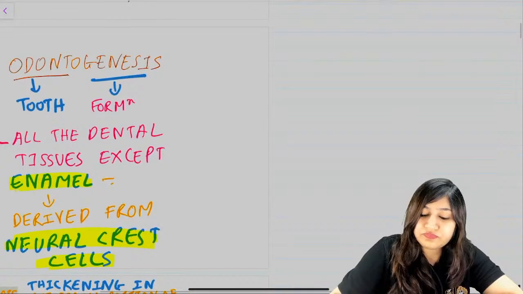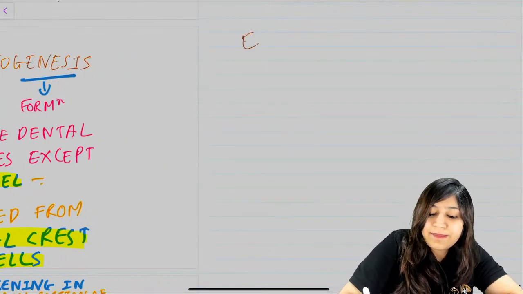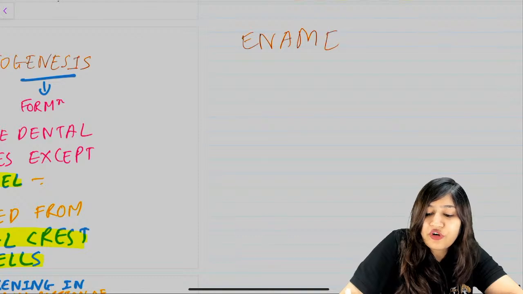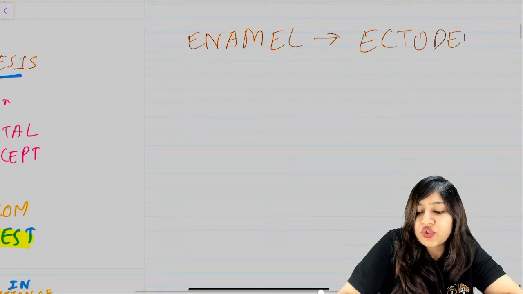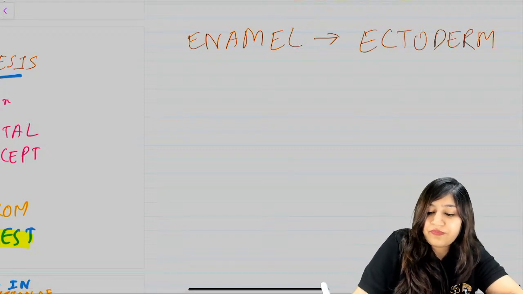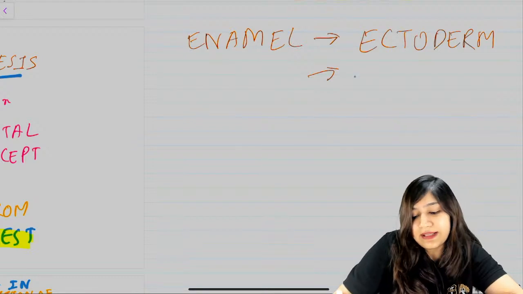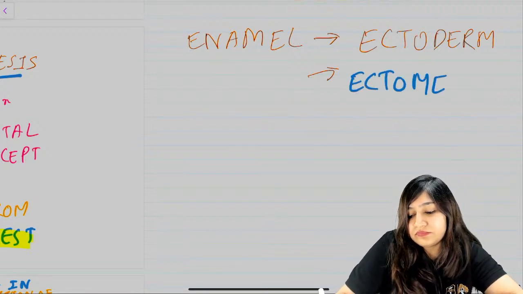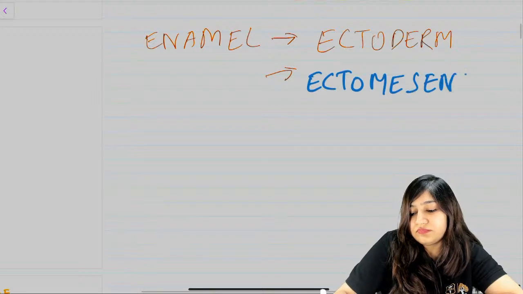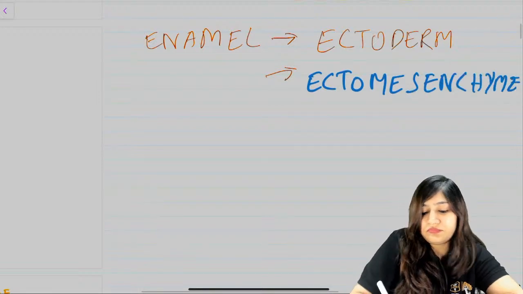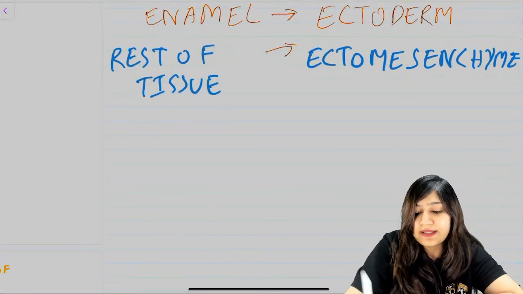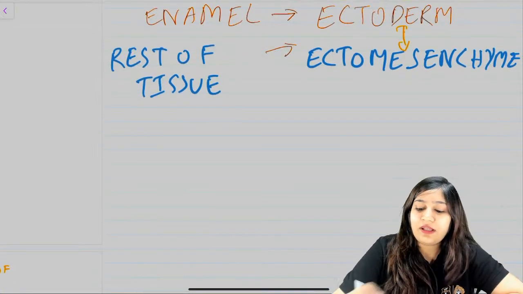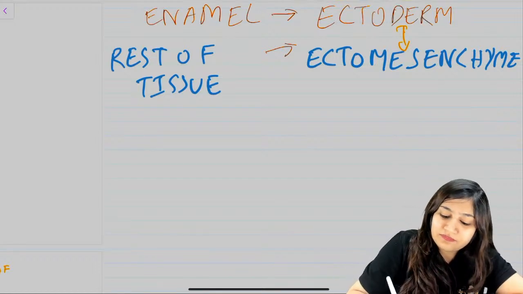So enamel is formed from ectoderm and the rest of the tissues are formed from ectomesenchyme. So odontogenesis is basically interaction between ectoderm and ectomesenchyme.